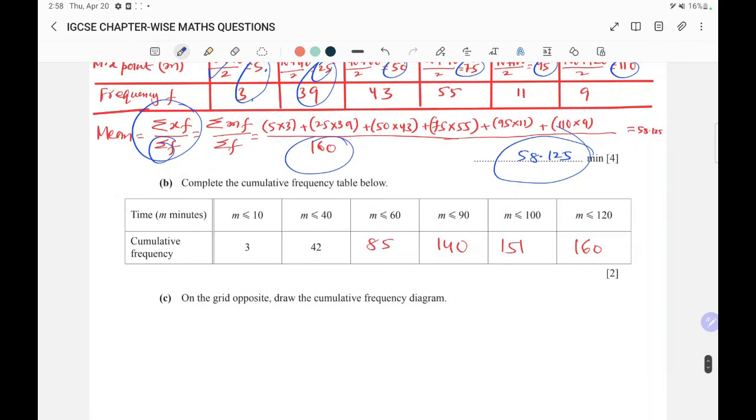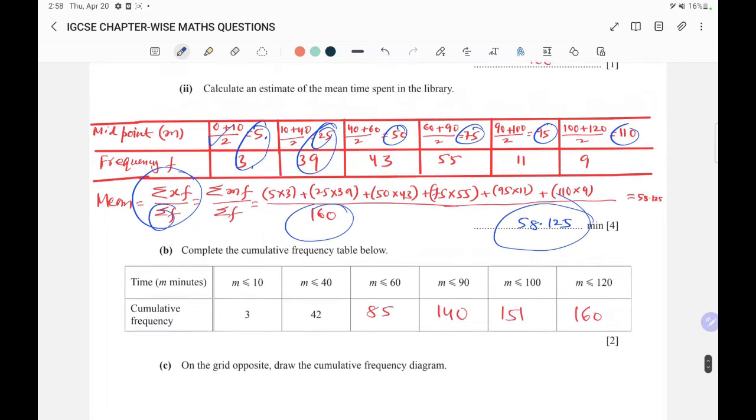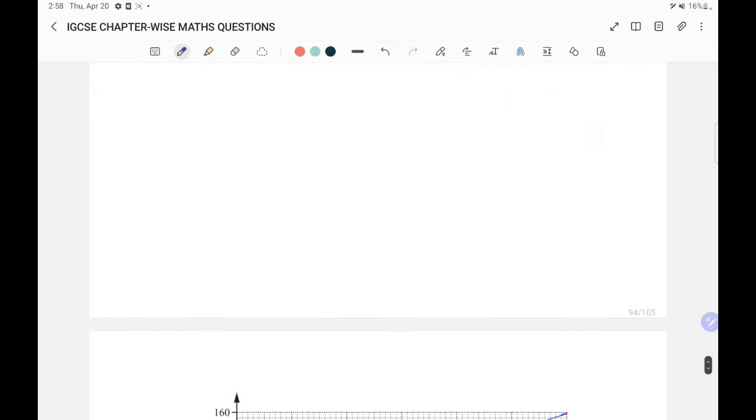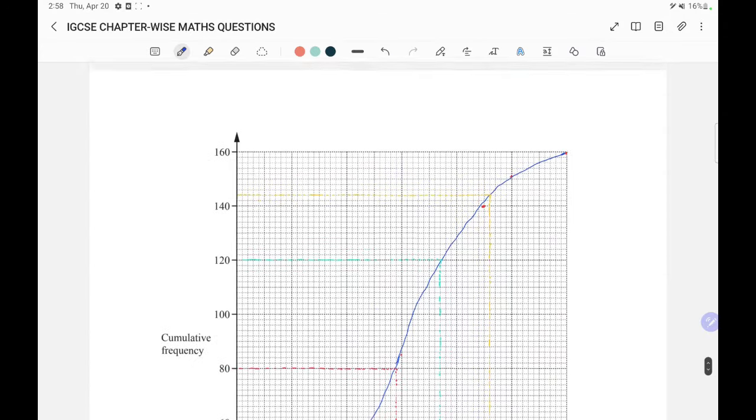Complete the cumulative frequency table. So cumulative frequency says first is 3, then second is 3 plus 39, which is 42. Third is 49 plus 43, then 85. Now 85 plus 55, 140, 140 plus 11, 151, 151 plus 9, 160. That's fine. Now cumulative frequency diagram, which is easy.